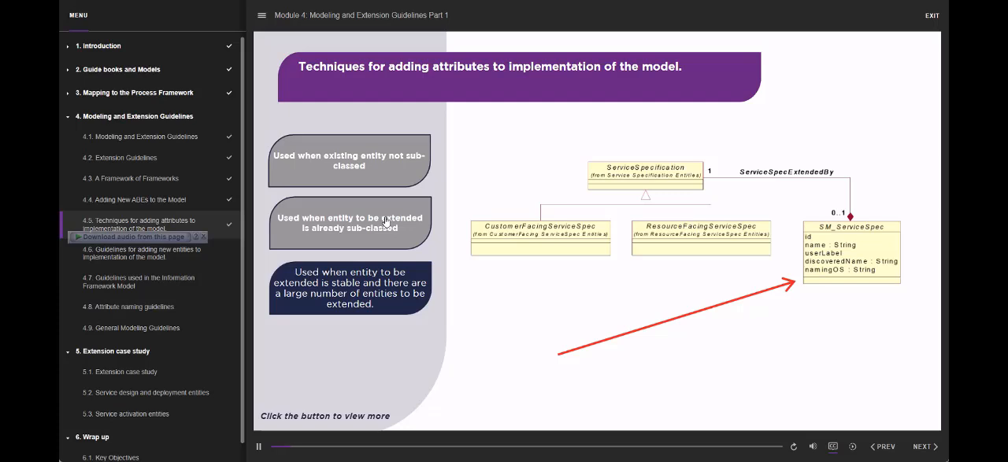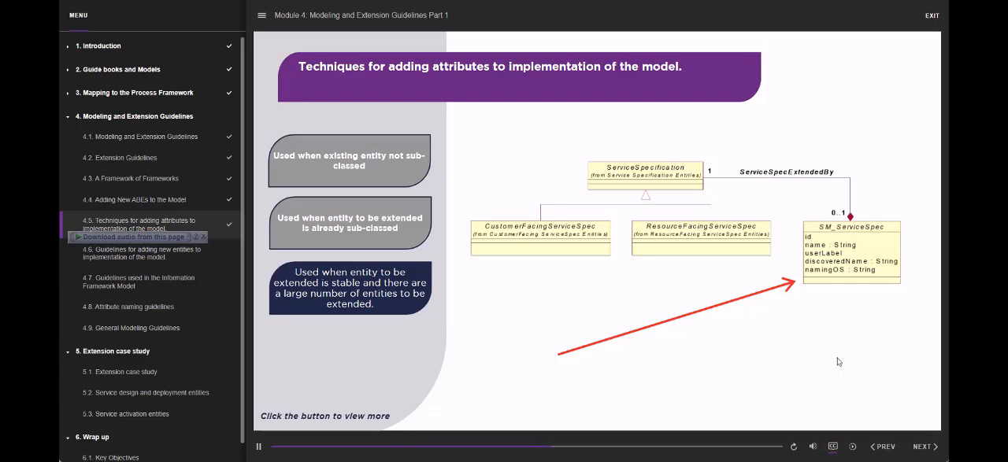Here is the second technique. This technique is used when the entity to be extended is already subclassed. Here, the attributes are inherited via an association, often referred to as an is-a association, implying the extension is a type of service specification in this example. The composition type of association is used to indicate that the lifecycle of the framework entity and the entity containing the enterprise-specific attributes share the same lifecycle.